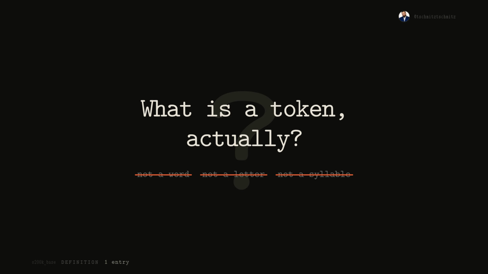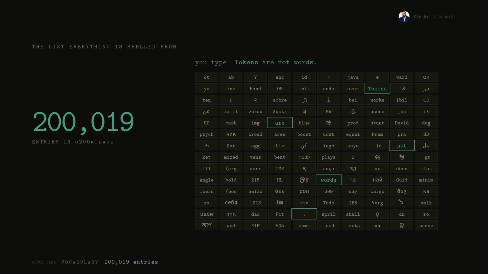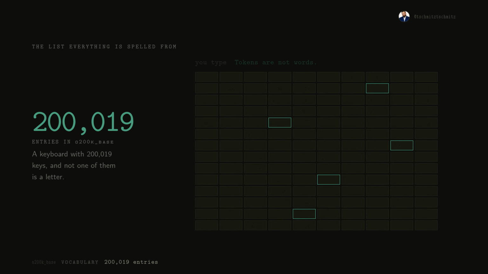So what is a token, actually? It is not a word, not a letter, and not a syllable. It is something more boring than that, and it decides your bill. A token is an entry in a fixed list, a vocabulary, frozen before the model ever saw your text. The one behind GPT-4o and GPT-5 holds exactly 200,019 entries. I counted them myself. Anything you type has to be spelled using only those pieces. Nothing outside the list exists. Picture a keyboard with 200,000 keys, and not one of them is a letter you recognize.